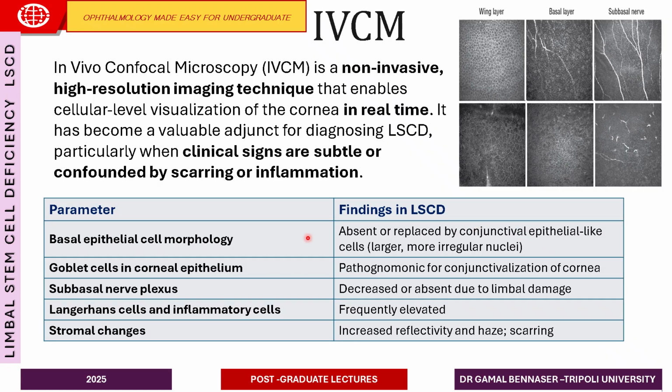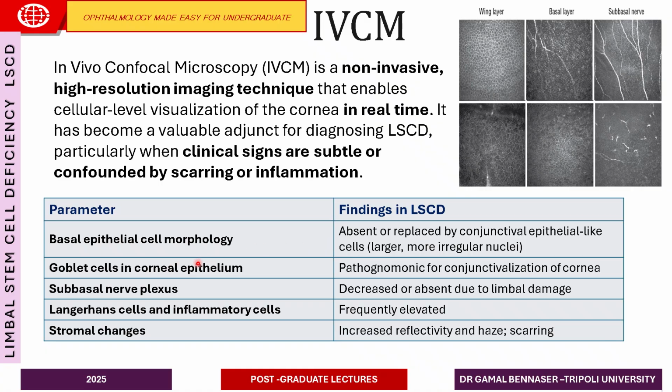So what are the main features that we rely on for the diagnosis of limbal stem cell deficiency using these techniques? The first thing, we have to comment on the basal epithelial cell morphology. This is very important because this is the place where we find the niche of the limbal stem cells and also the crypts and the palisades of Vogt. So you will find absent or replaced conjunctival epithelial-like cells, and the nuclei become more prominent.